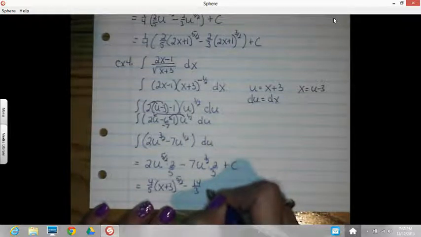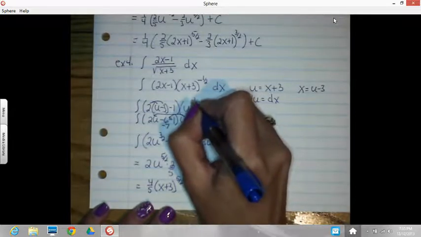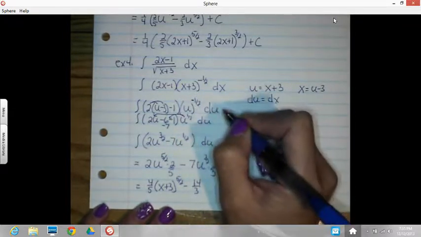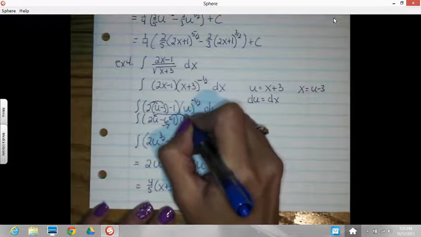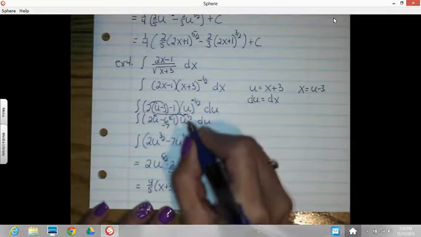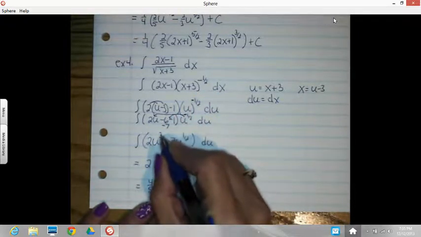Did I do that wrong? Oh, sure. Missed my negative. Yeah, I just now looked at my work that I had worked out. Negative. That makes this not 3 halves. This will make this 1 half.